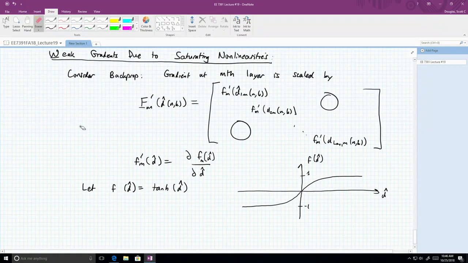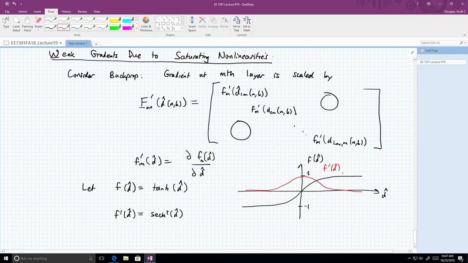So the question is, what's the derivative? Well, f prime of d hat, of course, as you probably know, is hyperbolic secant squared of d hat. And so I can plot that. It's going to be roughly flat here, and it's going to go up and then come back down, right? It's going to look something like that. This is the f prime of d hat, right?